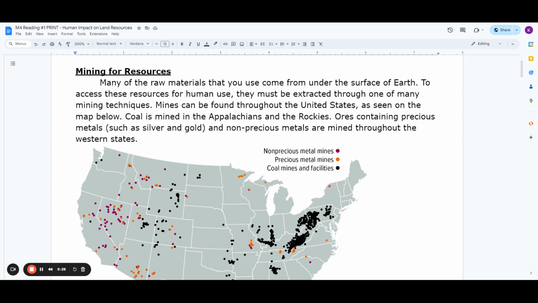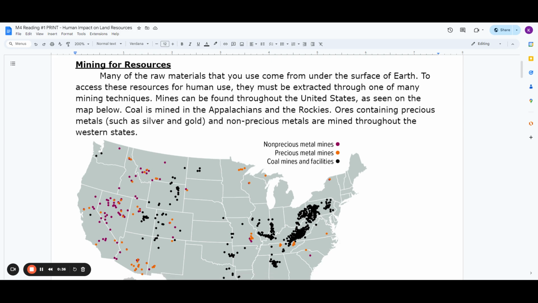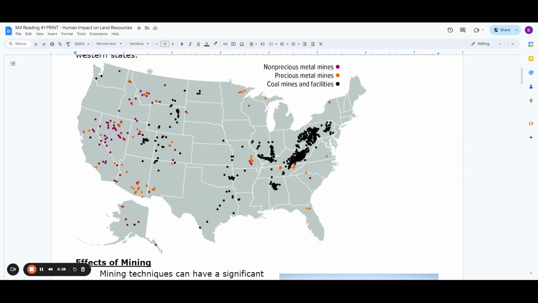Coal is mined in the Appalachians and the Rockies. Ores containing precious metals, such as silver and gold, and non-precious metals are mined throughout the western states. You can see in this map locations of various types of mines, non-precious metal mines, precious metal mines, and coal mines and facilities.